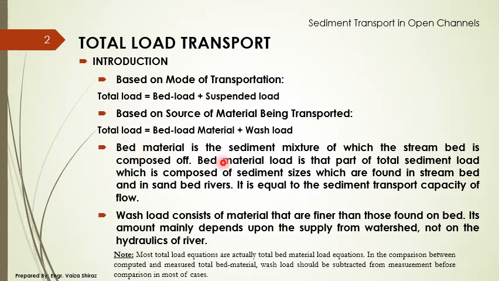Bed material is the sediment mixture of which the stream bed is composed. Bed material load is that part of the total sediment load which is composed of the sediment sizes which are found in the stream bed and in the sand bed rivers. It is equal to the sediment transport capacity of the flow. Wash load consists of the material that is finer than those found on the bed. Its amount mainly depends upon the supply from the watershed and not on the hydraulics of the river.